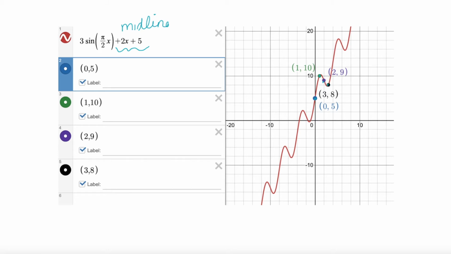I can also put in my midline itself. I know that the midline crosses at (0, 5), and its slope is up 2 over 1. And I can definitely see that my graph is going up and down this particular line. If I were able to draw straight, pretty clearly, right? Pretty clearly it goes up and down, hovers above and below that midline.